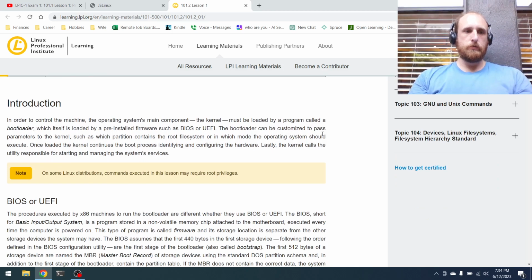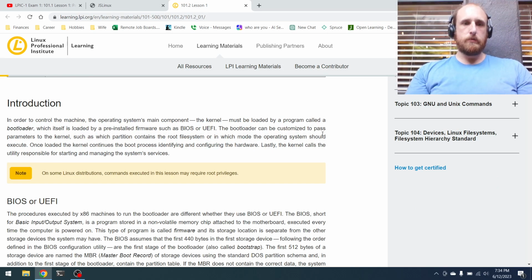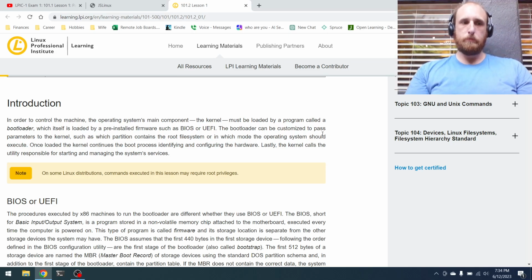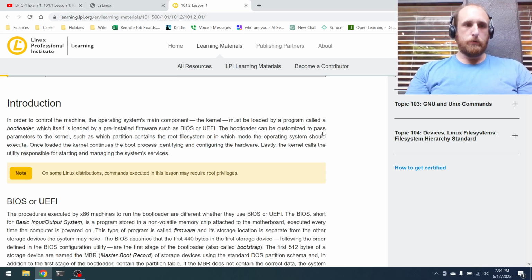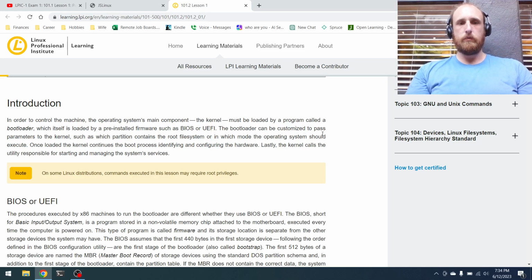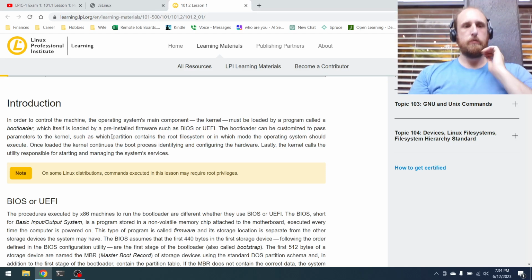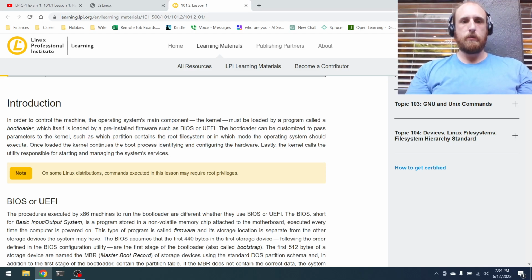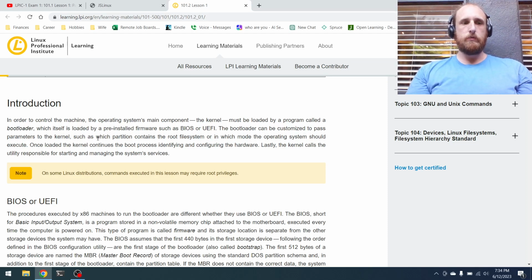Introduction. In order to control the machine, the operating system's main component, the kernel, must be loaded by a program called a bootloader, which itself is loaded by a pre-installed firmware such as BIOS or UEFI. The bootloader can be customized to pass parameters to the kernel, such as which partition contains the root file system or in which mode the operating system should execute.